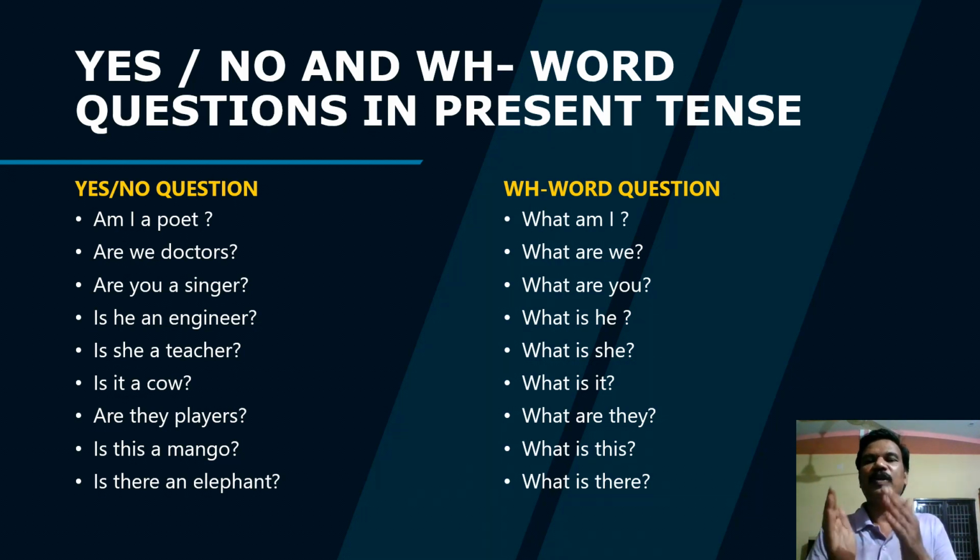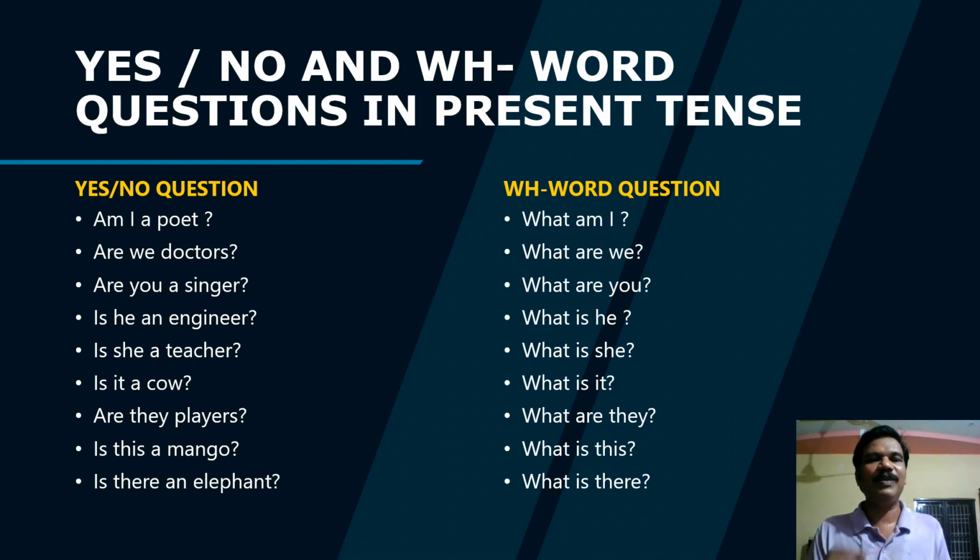Now let's go to WH word questions. If you know how to make a yes or no question, it becomes very, very easy. See, am I, are we, are you, is he, is she, is it, are they, is this, like this. How do I change it? Am I a poet? So what word is removed here? A poet. In place of poet, what do we use? What. What am I? Only two words remained. We removed a poet. In place of a poet, we use what.